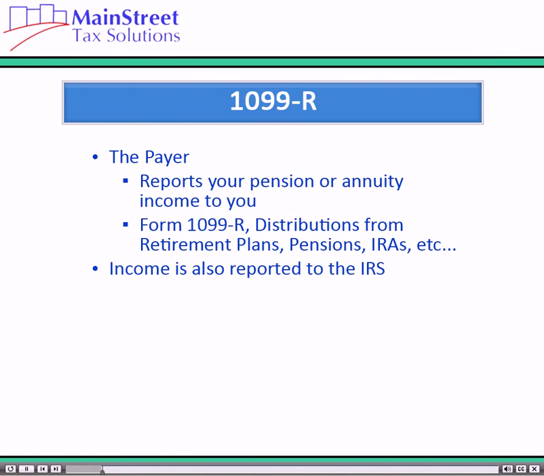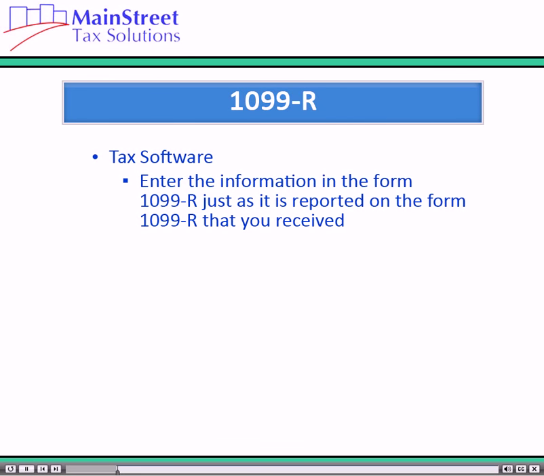The payer reports your pension or annuity income to you on Form 1099-R, distributions from retirement plans, pensions, IRAs, etc. This income is also reported to the IRS. In the tax software, enter the information on Form 1099-R just as it is reported on the Form 1099-R that you received.